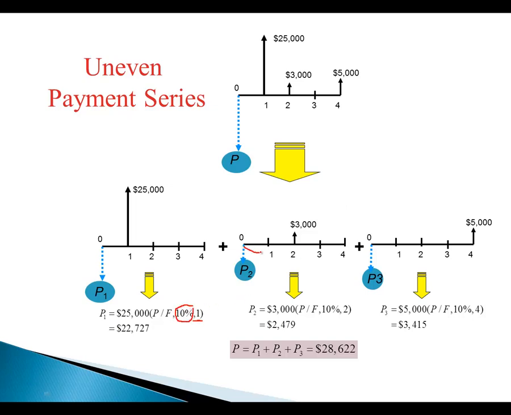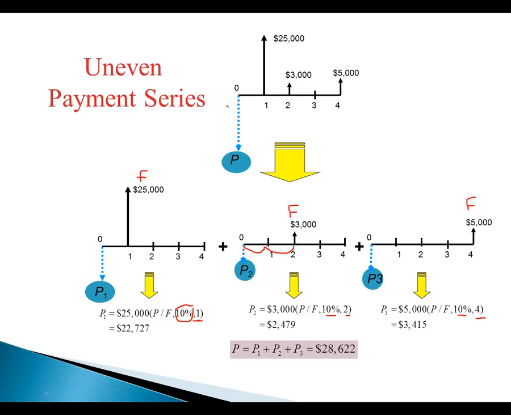For the 3,000, actually it was after 2 years, so we bring that back. This is the future value. We use the formula, given the future 3,000 with 10% and 2 years, and we'll find the result will be 2,479. For the third one, the same: the future value is 5,000, but it's after 4 years with interest rate 10%. We replace the values and find that P3 is equal to 3,415.